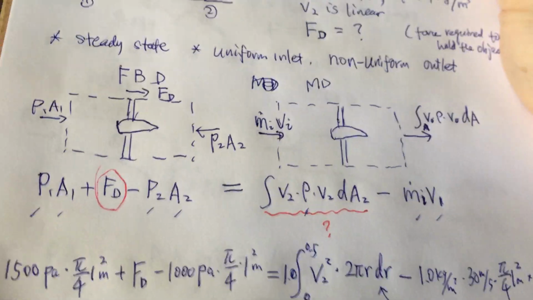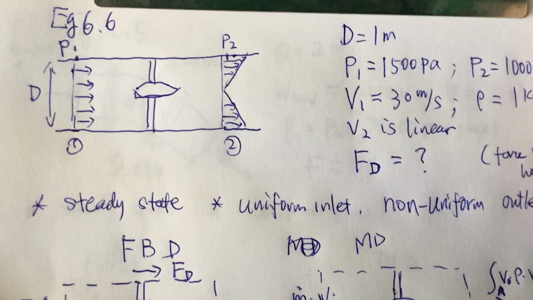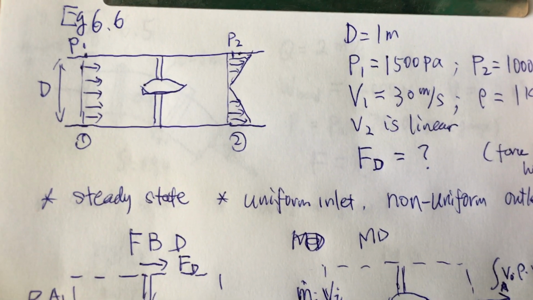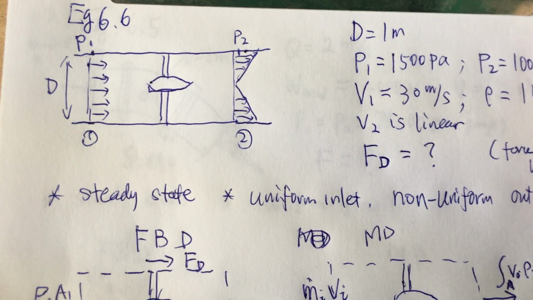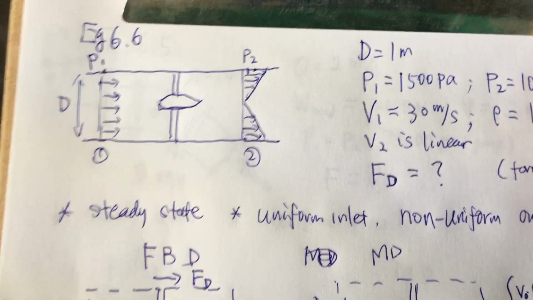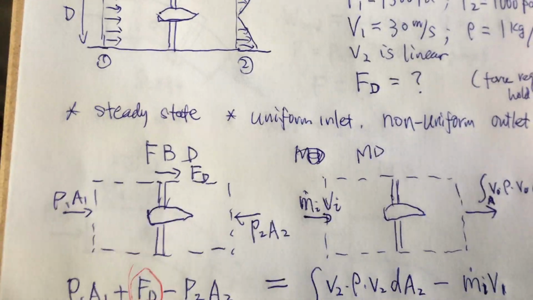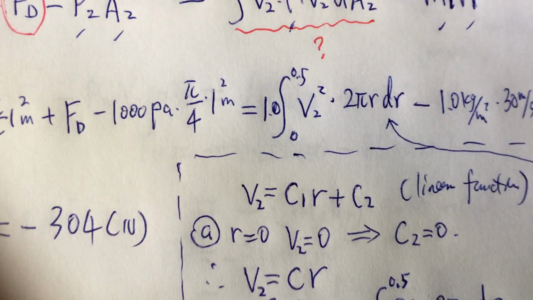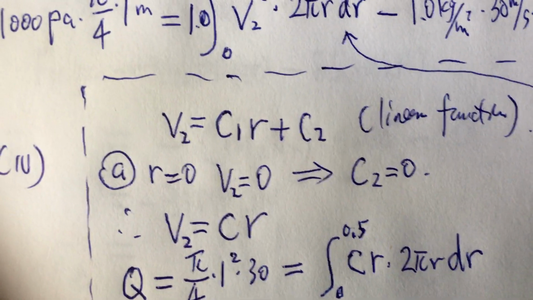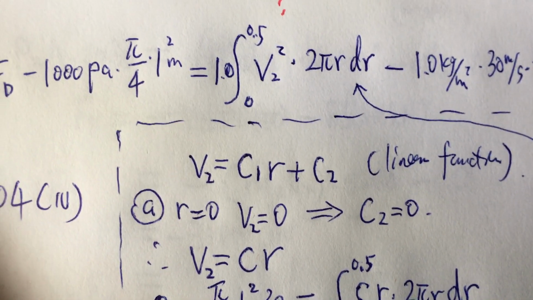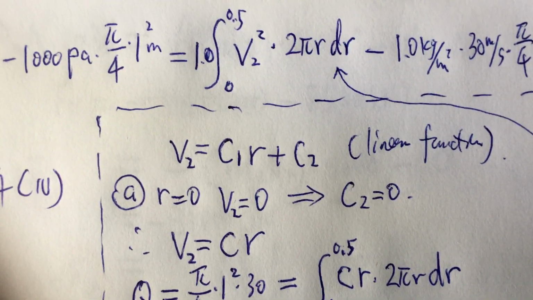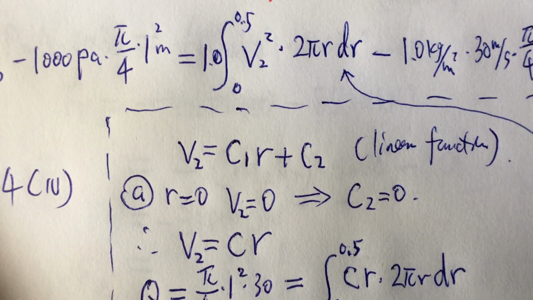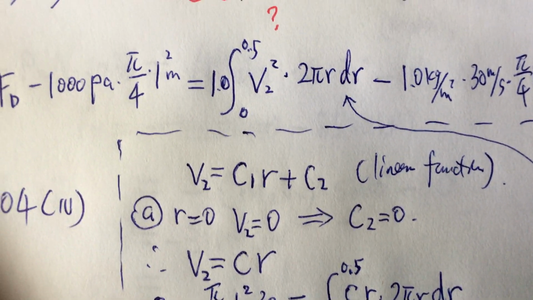So about V2, I have no information except it's linearly distributed. The velocity V2 changes with r, right? It increases with r. So a linear function of V in terms of r should have this form: V2 equal to C1 r plus C2. C1, C2 are two coefficients, constants that we don't know. We need to find them out. So how do we do that?